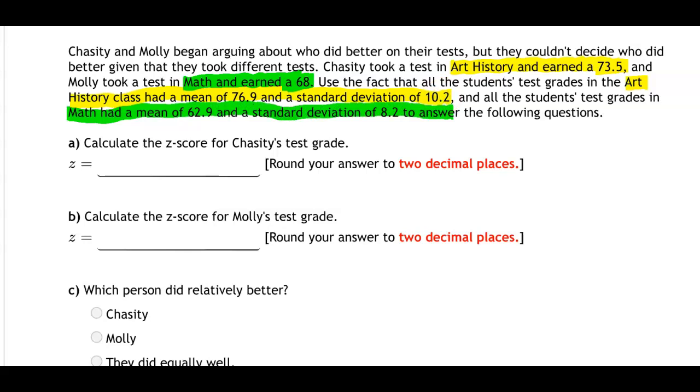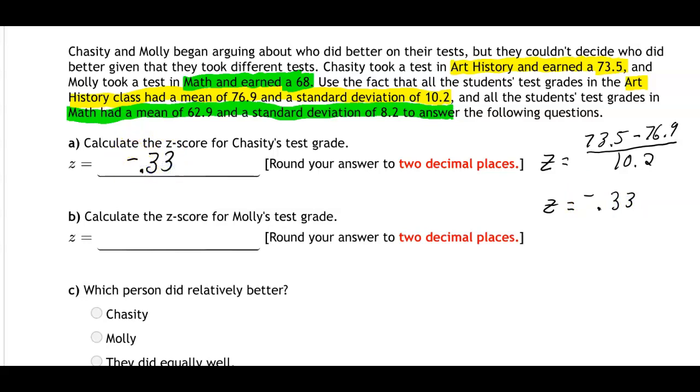So we want to calculate the z-score for each particular test. So for Chastity, we're going to use the yellow. So for Chastity, the z-score is going to be her score, 73.5, minus the mean, 76.9, and we're going to divide by the standard deviation of 10.2. When you do that, you get negative 0.33. So that's for part A.